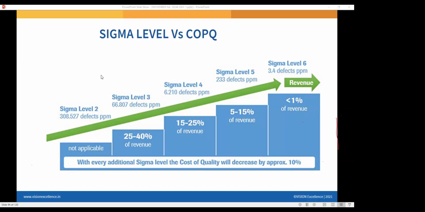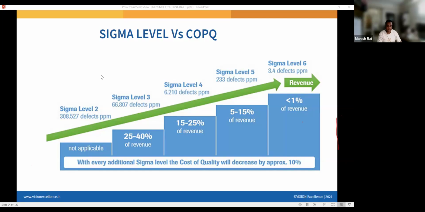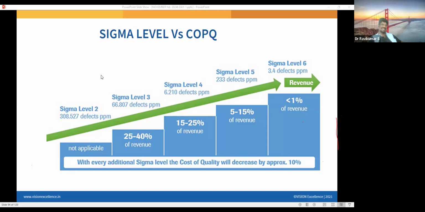Yes, Manish. My question is, I understood the graph correctly, and I'm convinced of that. The second question is, why is Six Sigma at level 2 where there are 3 lakh defects? Can't we quantify that as a percentage of revenue loss?